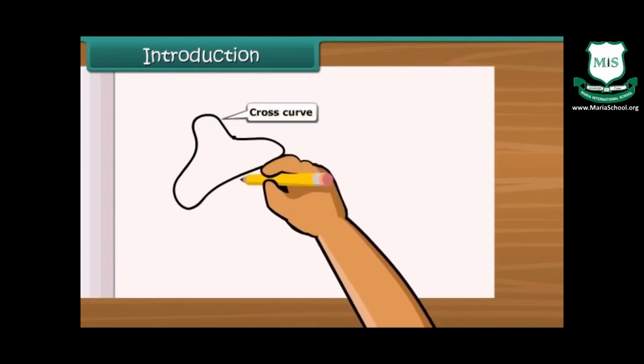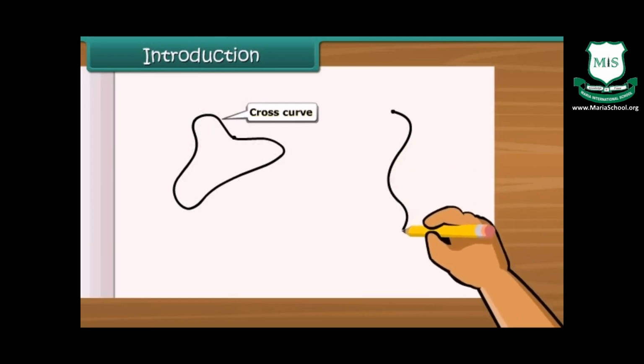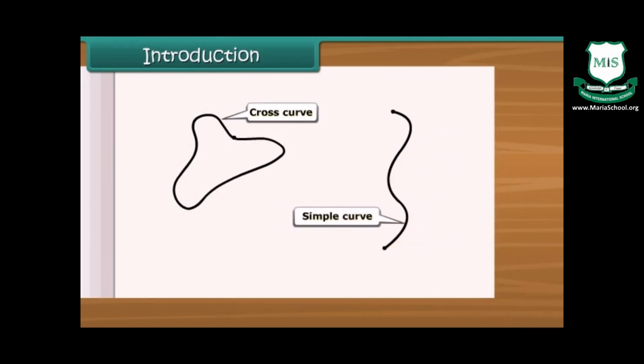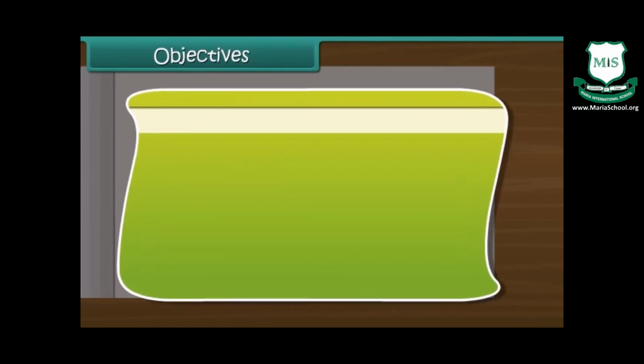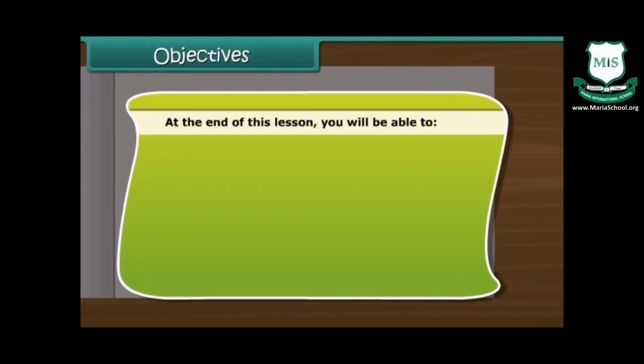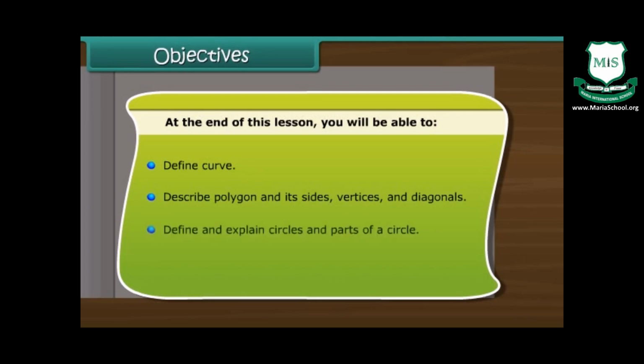If a curve does not cross itself, then it is called a simple curve. Objectives. At the end of this lesson, you will be able to define curve, describe polygon and its sides, vertices and diagonals, define and explain circles and parts of a circle.